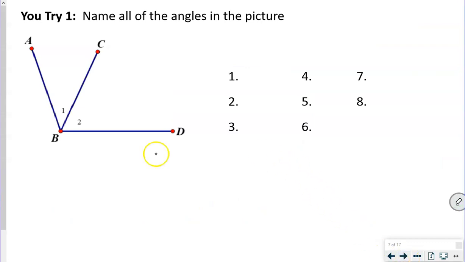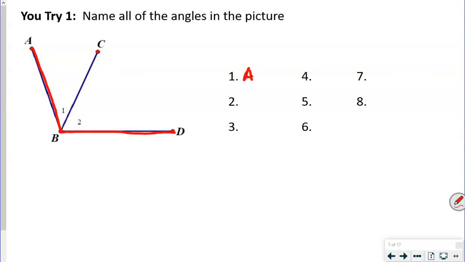So it says you try naming. Now, name all of the angles in the picture. Now, I'm going to tell y'all right now that there are 8 different angles in this picture. So I'm going to give you guys a second to do it, and then come back to me when you're done. Okay, so our first one here is this big angle right here, ABD, right?